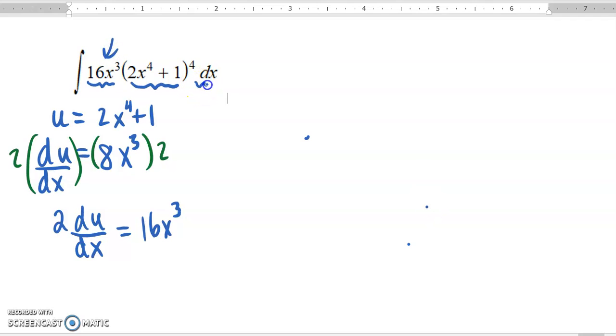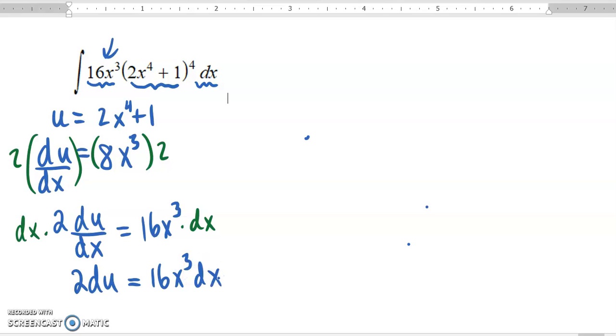And to rewrite, because we also have to take into account the dx notation, you'd multiply both sides by dx to get 2 du equals 16x cubed dx. So let's see if we have all our parts now. The inside part I know I have. That's going to be my u. And the outside pieces, 16x cubed dx, there I have it. And now it's going to be equal to 2 du.